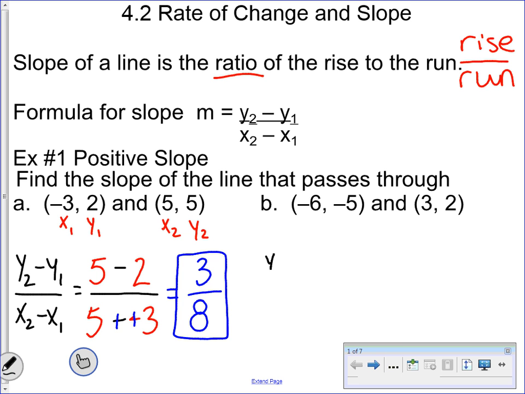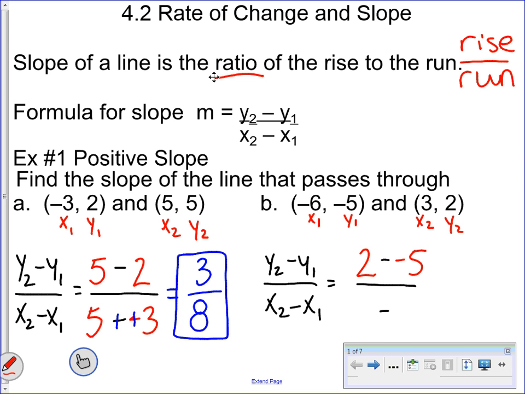Now if you'd like to do this one, you should pause. So the first number is x1, y1, x2, y2. And it actually doesn't make a difference which number you put in first. I could have just as easily typed 3, 2 as the first point in this problem. So I'm going to put a 2 on top because that's y2. I'm going to put minus negative 5. On the bottom, x2 is 3, and x1 is negative 6.